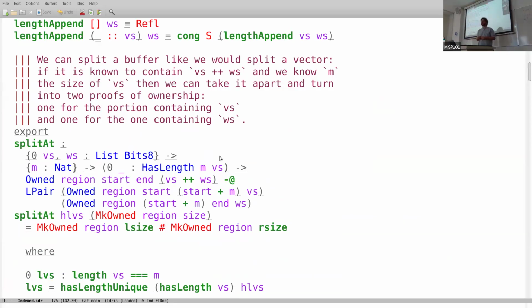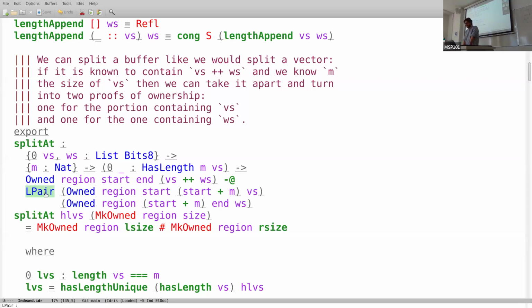Okay, so one of the operations we can do: if we own a region of the memory, and we know that it can be decomposed into 2 sub-regions that are next to each other, we can decide to split it. This will destroy the proof of ownership for the wider region, and create 2 proofs of ownership for the 2 sub-regions. So here you can see I own a region that starts at start and ends at end, and its content looks like a list of values appended with another list of values.